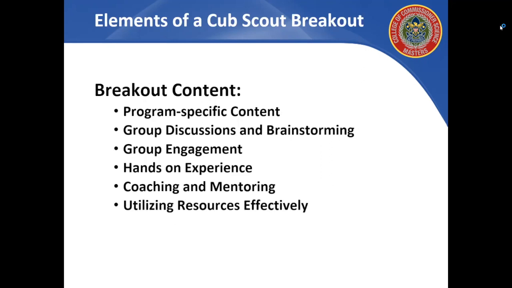Cubs is fun. Okay. We should have program specific content. And often it's a good idea to model your roundtable after, say, a pack meeting or a den meeting. Now, do the things that you do in those situations. Have cheers. Okay. If your Cub roundtable doesn't have cheers, you're missing out. If your Cub roundtable doesn't have skits, maybe it's a pre-recorded skit from some Cub Scouts. If you don't have it, you're missing out. And it should be a discussion.